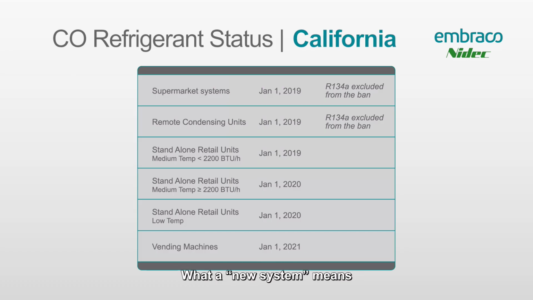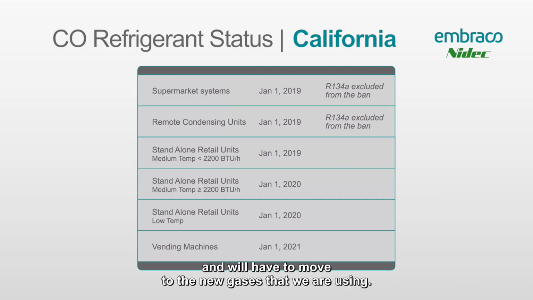What a new system means is that if a system is brand new, or even if a system has to be expanded and the refrigerant charge is changed, they can no longer use any of these banned gases and will have to move to the new gases that we're using. So this largely means new equipment, since you can't take R600a or R290 and retrofit it into old equipment. So we'll need new equipment for anything that is newly installed or is being worked on or upgraded.